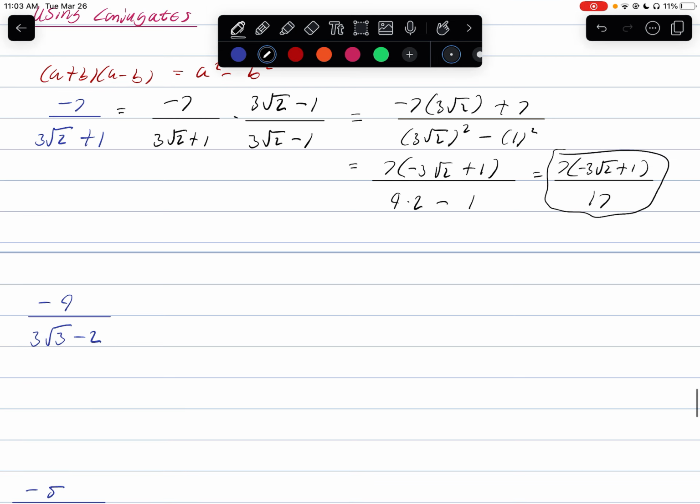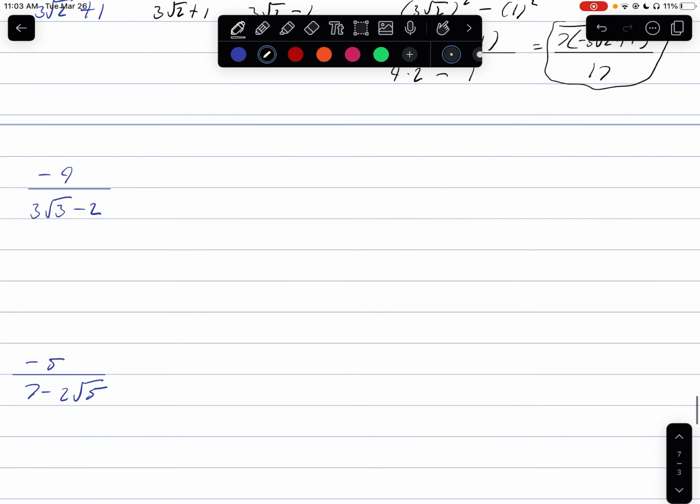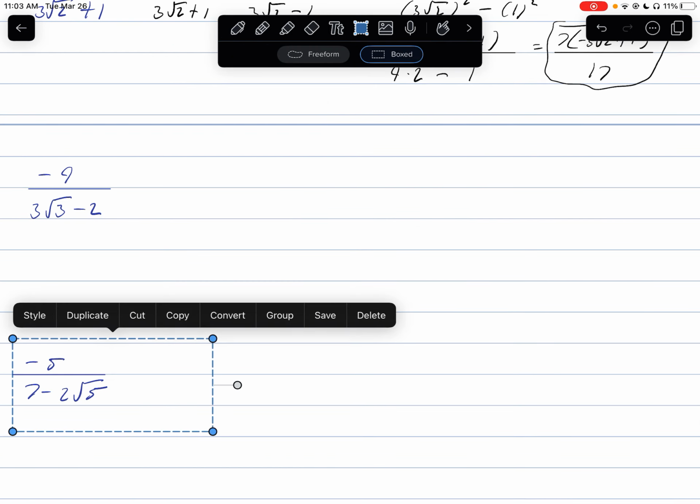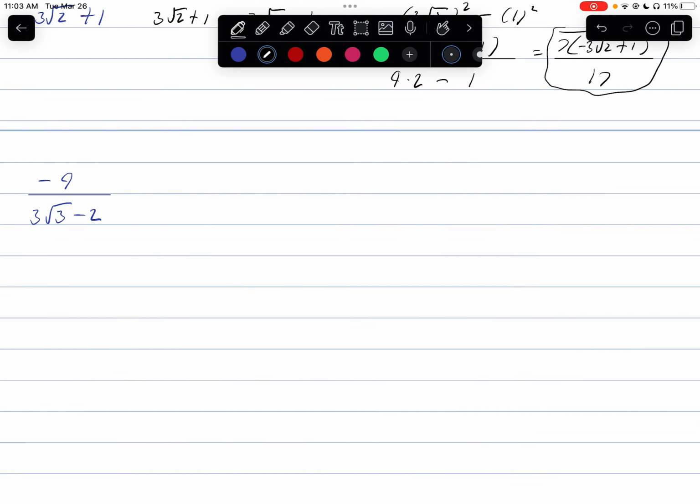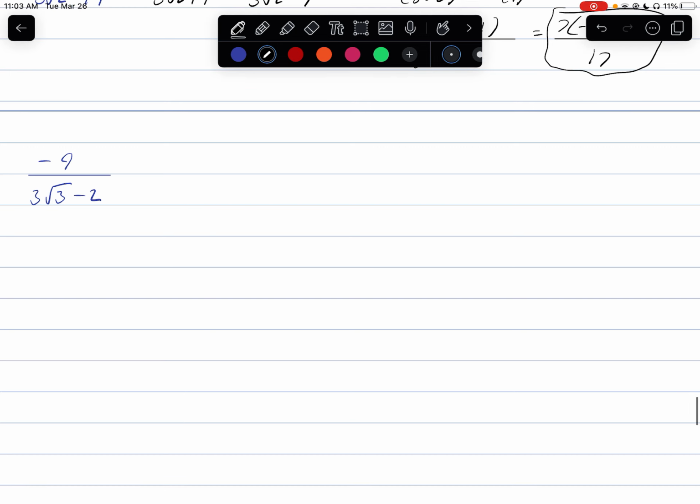Okay? And let's take a look at one more. Here we have 9 over 3 times the square root of 3 minus 2. If we rewrite this in terms of conjugates, we'll have negative 9 over 3 times the square root of 3 minus 2, times 3 times the square root of 3 plus 2 over 3 times the square root of 3 plus 2. What we're doing here is multiplying by the conjugate of the denominator over itself.